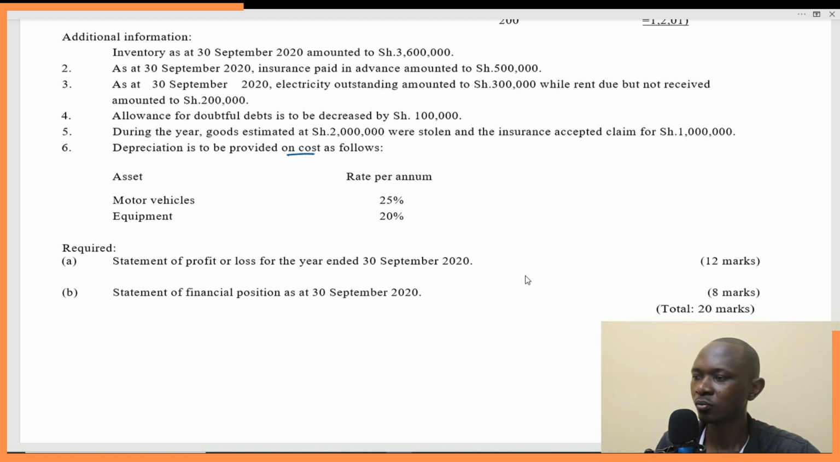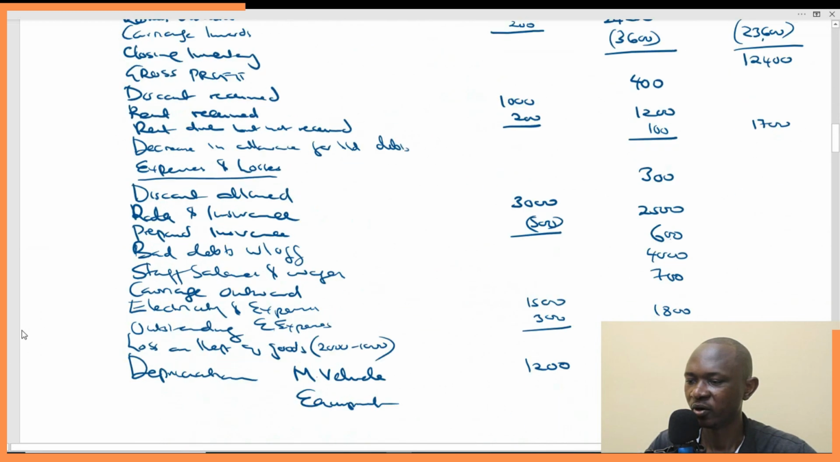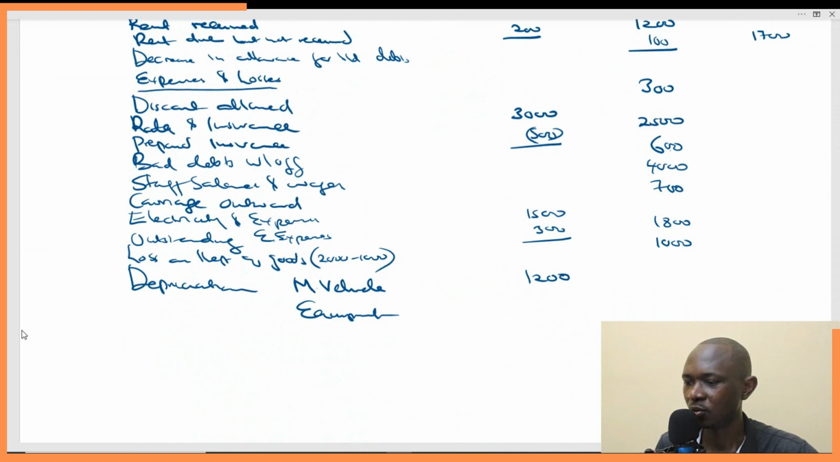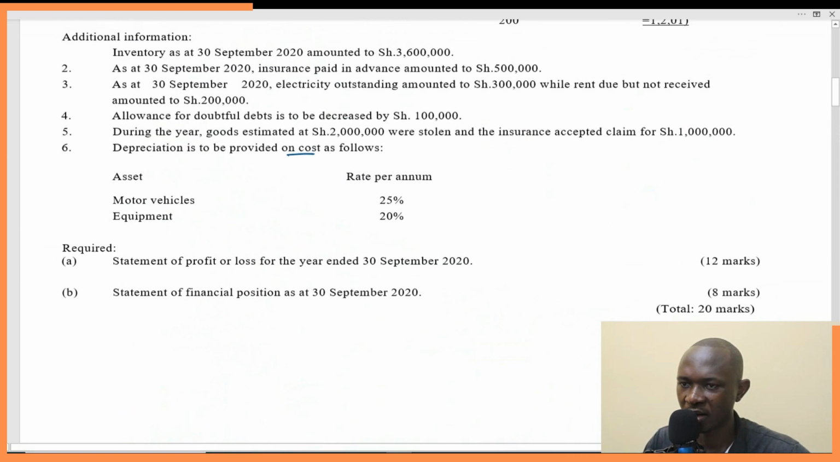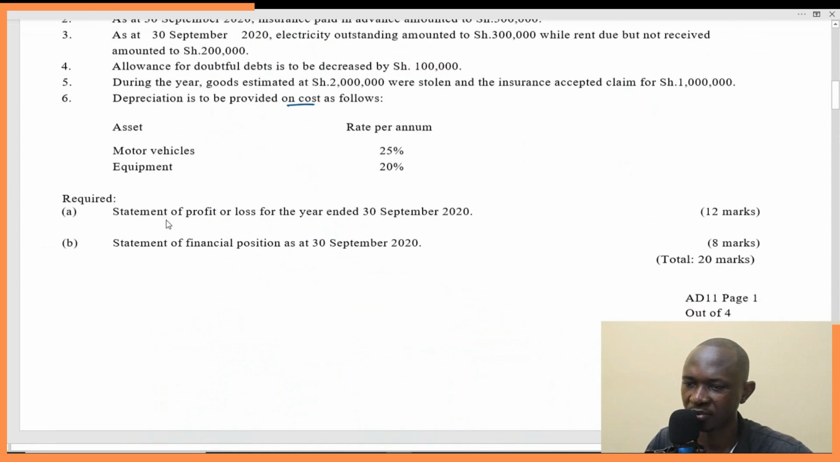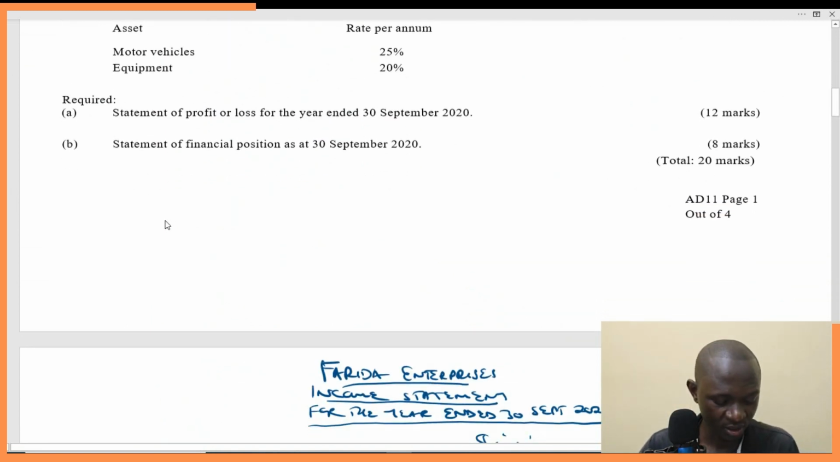So that is 400, which makes it 1,600 for depreciation. Okay, let's go back, pick anything else. Depreciation we have captured. Is there anything we have left?